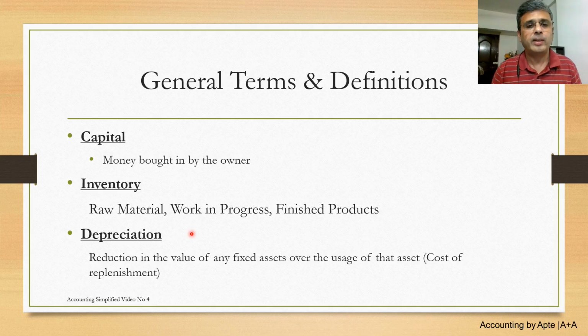Depreciation is nothing but reduction in value of any assets over the usage of that asset. That means as we go on using that asset for, let us say, manufacturing, the life of that asset goes down continuously. That means whatever could be the efficiency in the first year, second year the efficiency would be slightly lesser than the first year, and so on.